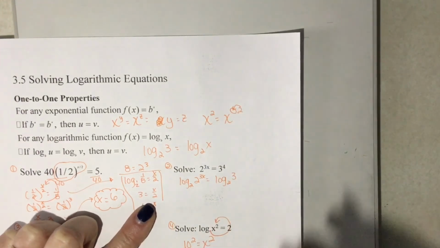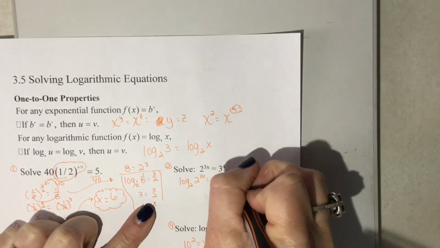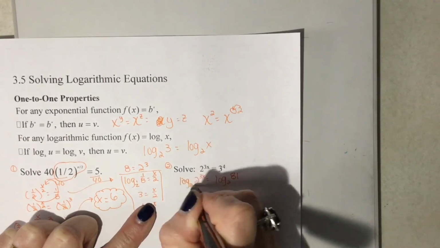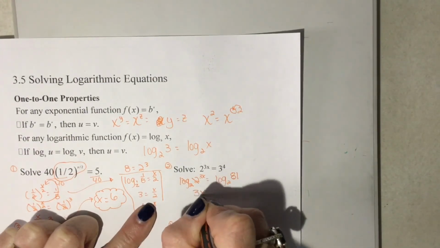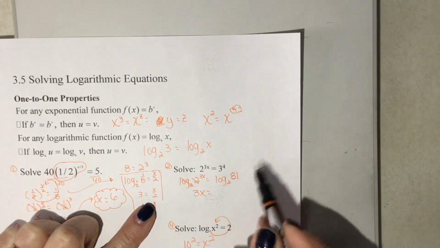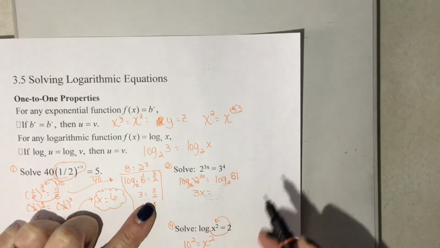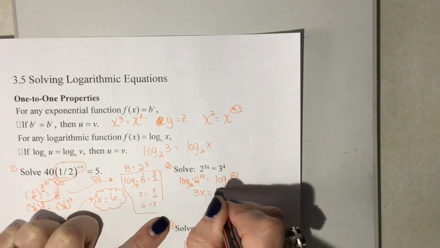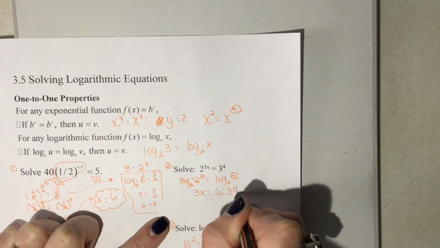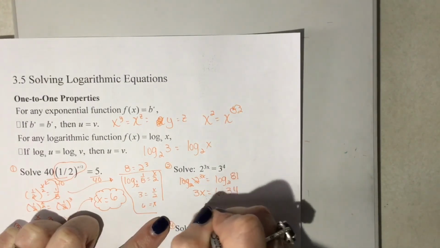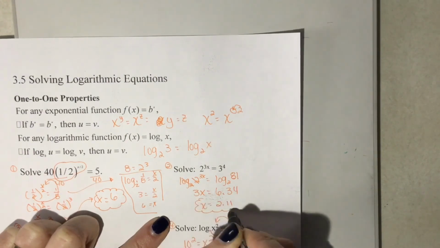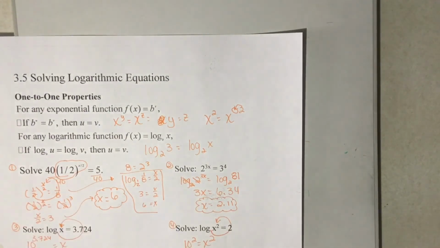What is 3 to the 4th? Before I go ahead and write that out, it's 81. So let's just go ahead and simplify that. And what happens here? Those cancel. 3x equals, and then on your calculator, take log base 2 of 81. I think you get 6.34. And x equals, divide both sides by 3, x equals 2.11.